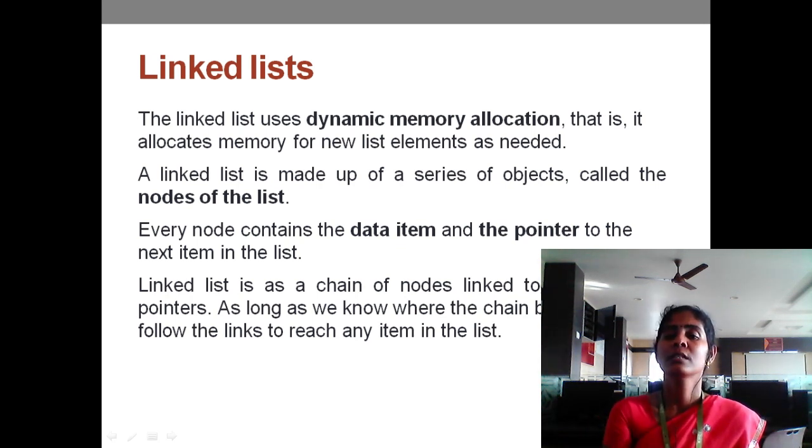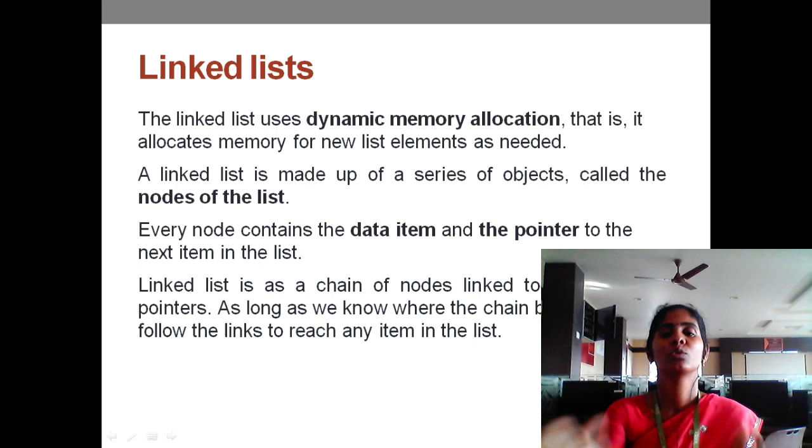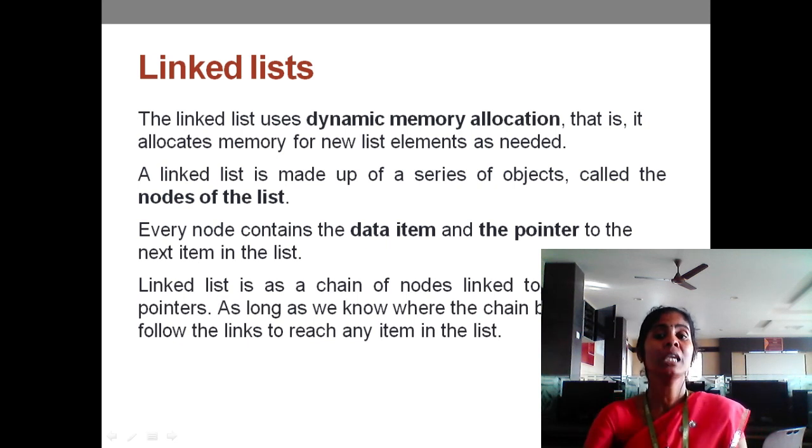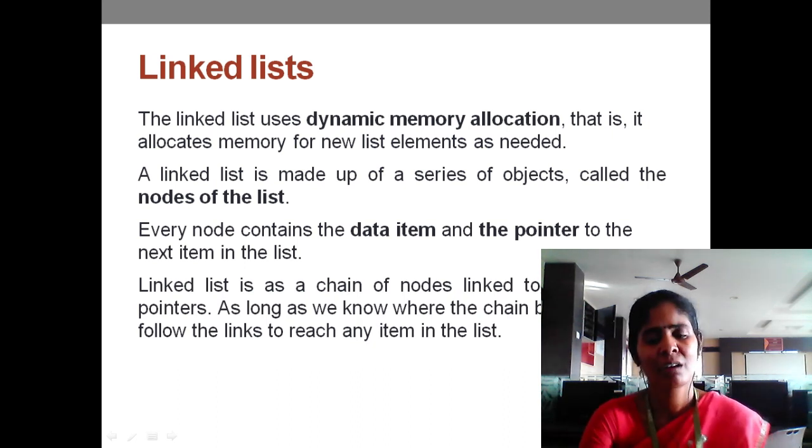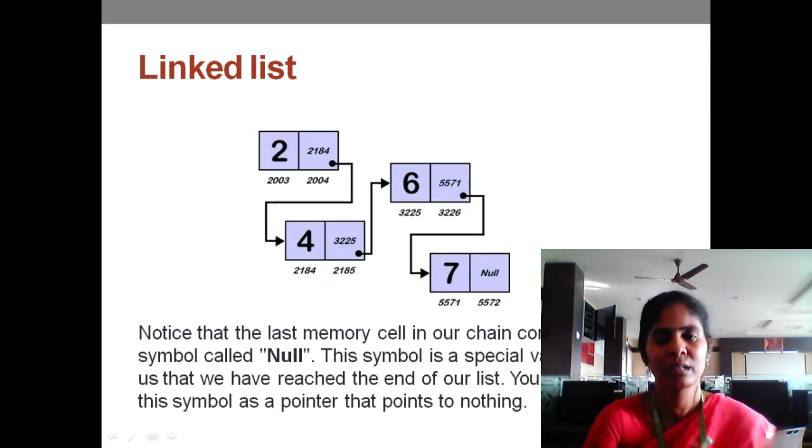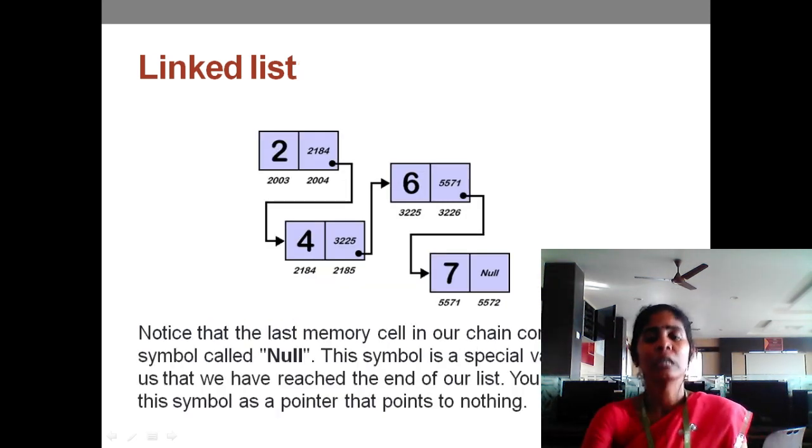A node is divided into two parts. One part is for storing the data element. The second part is for storing the address of the next node, or pointing to the address of the next element in the list. This is the simple structure of the linked list.